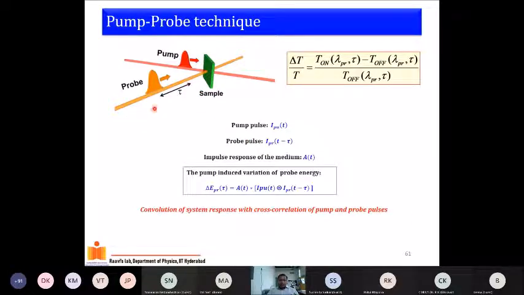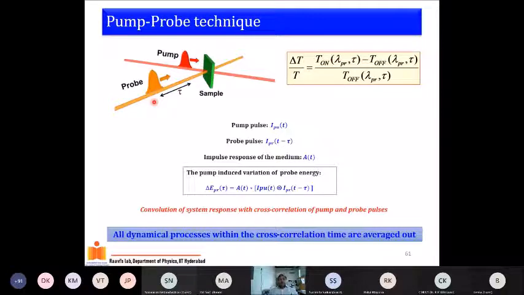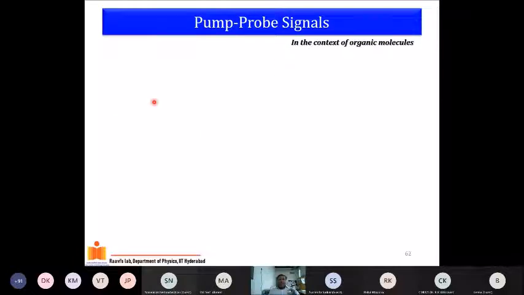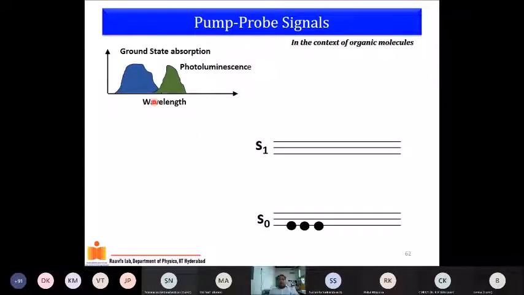Okay, so you have to have short pulses, and if you have any long pulse, all the dynamic processes within the cross correlation terms are averaged out. This is similar to what I explained to you in the picture of a long exposure photograph of traffic. Okay, now how do we explain this from the context of your organic molecules? You know, for every molecule you have a certain ground state absorption and you have certain emission properties. Correct? You know these two.